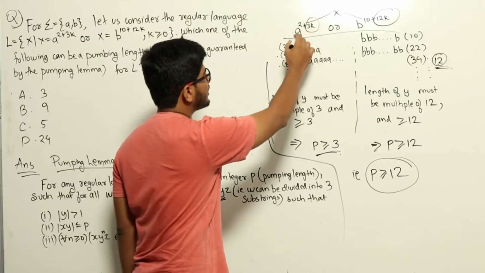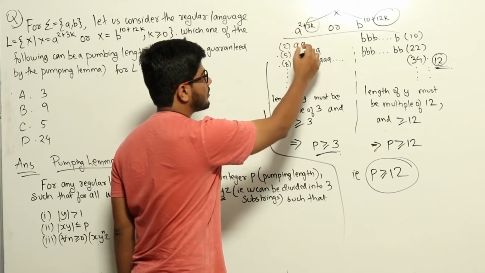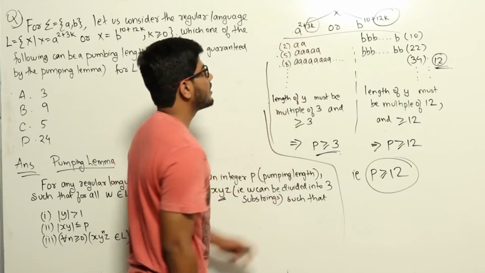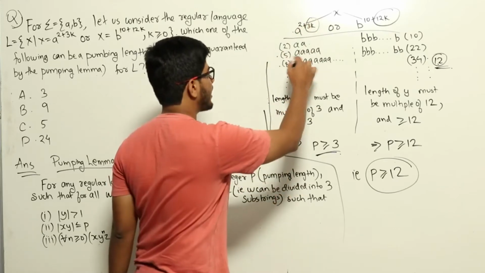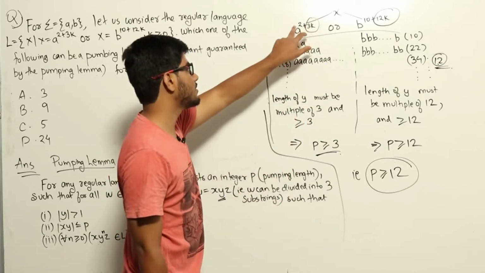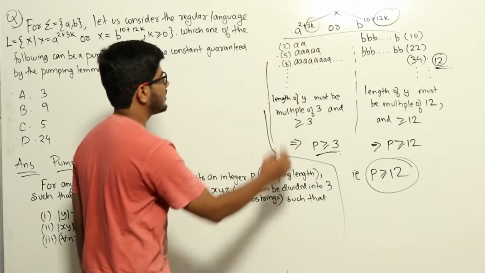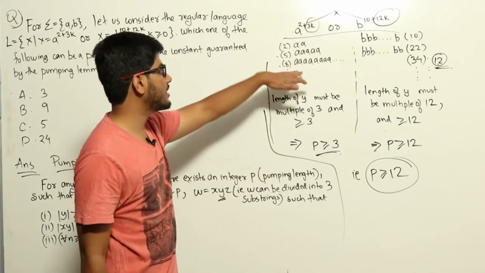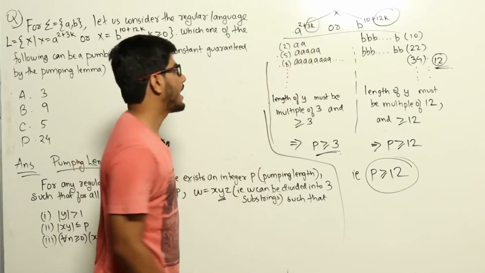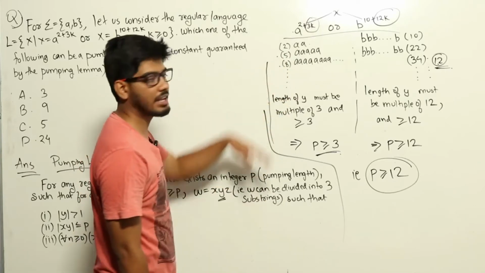If k is 0, it will generate a^2, that is nothing but a string of a's of length 2, that is aa. If k is 1, it will be a^(2+3), that is a^5, that is 5 a's. If k is 2, that is a^(2+3·2), that is a^8, that is 8 a's in this format, etc. So basically this language generates strings of all a's having lengths 2, 5, 8, 11, etc. It keeps on growing like that.